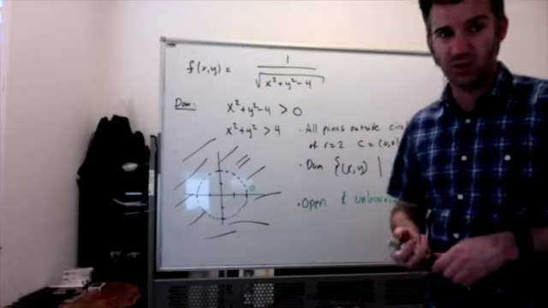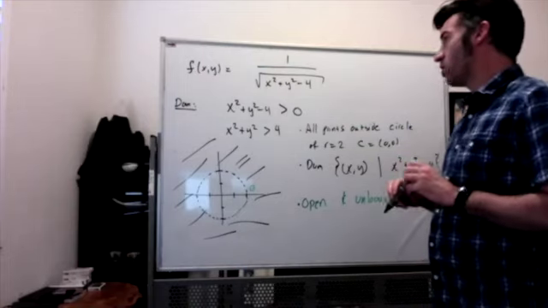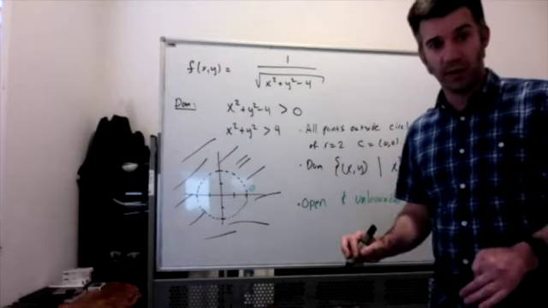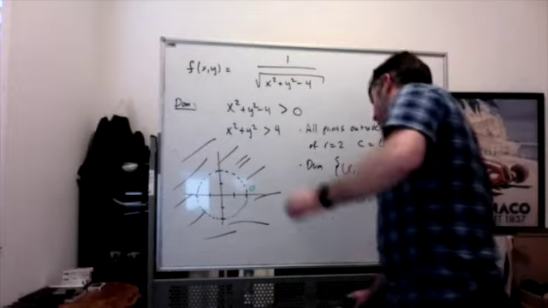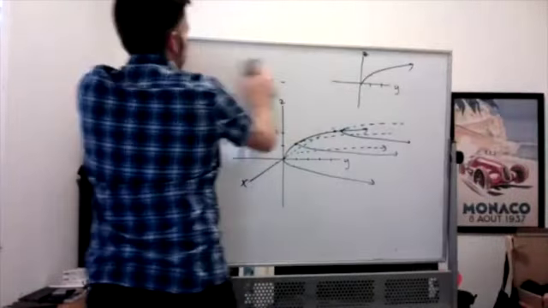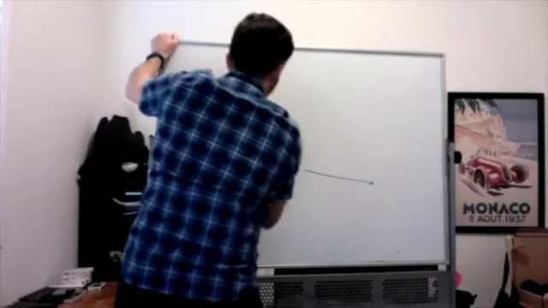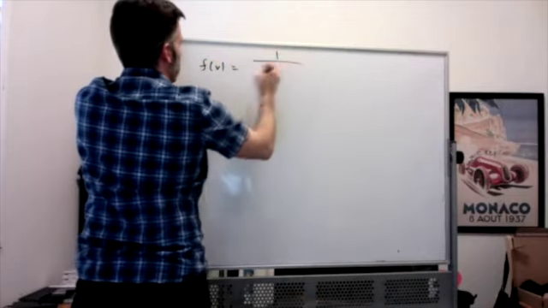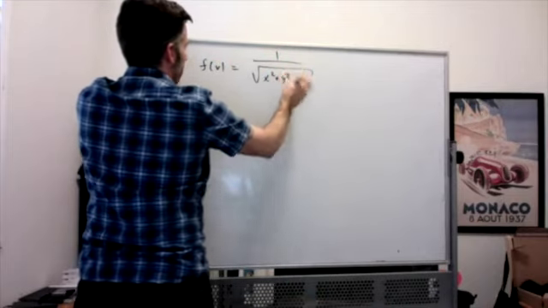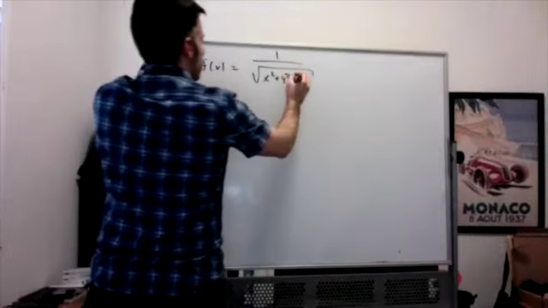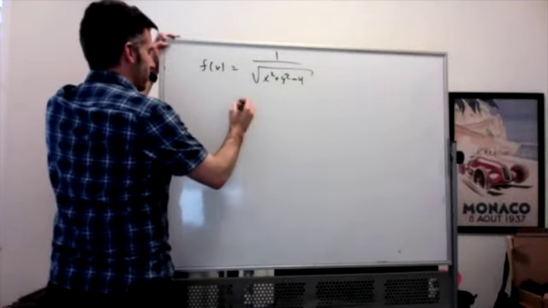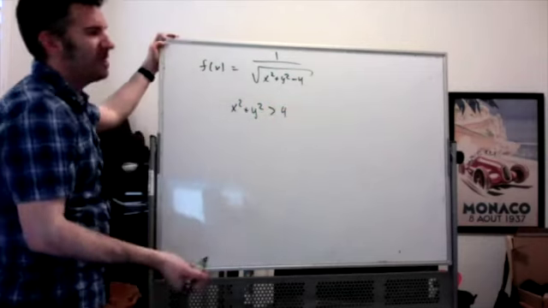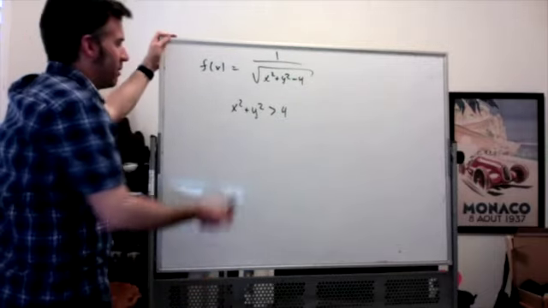What about the range? Ooh, the range. Interesting. This one definitely takes a little more work to think about what the range can be. Here's where I usually like to start with the range: I like to start with the domain. So here's what I mean. We're looking at the function 1 over the square root of x squared plus y squared minus 4, and we are saying that x squared plus y squared has to be greater than 4. In this case, you probably don't have to start with it, but it's kind of nice. I'm going to work backwards to get to here.